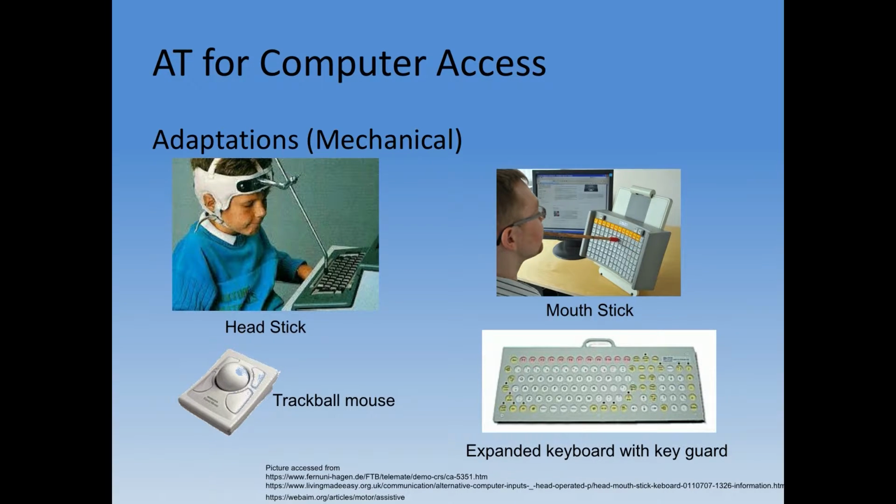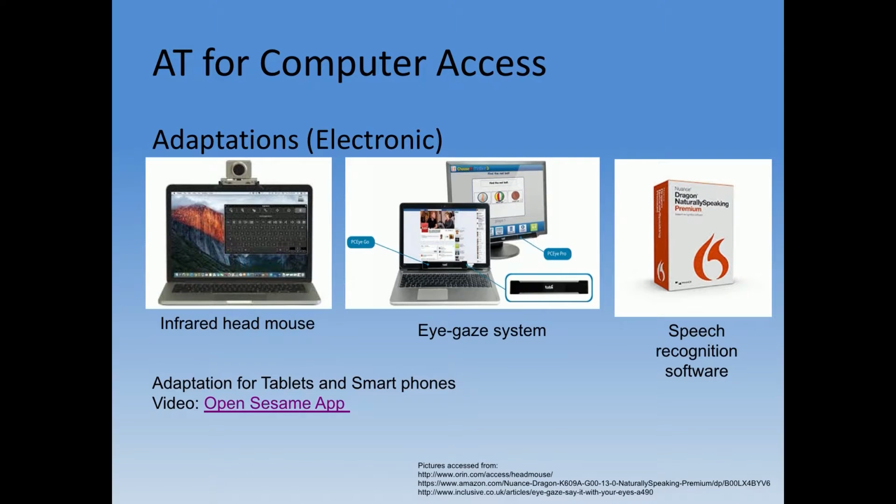People may also require a trackball mouse sometimes. You can compensate for not being able to move the mouse around. Instead, you can just roll your palm on the trackball and use gravity to do that. So that's one of the commonly used devices. For high-tech electronic adaptive devices, you may use an infrared head mouse. A camera tracks a pointer on my head, and my movement triggers the mouse cursor to move accordingly on the screen.